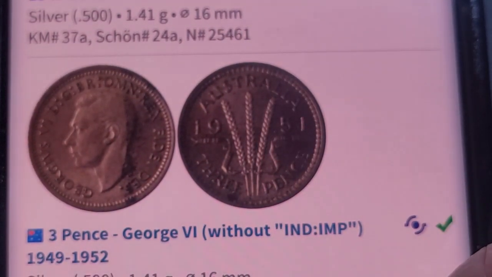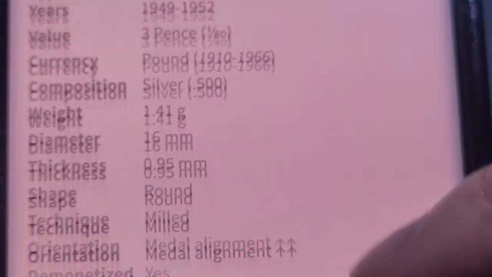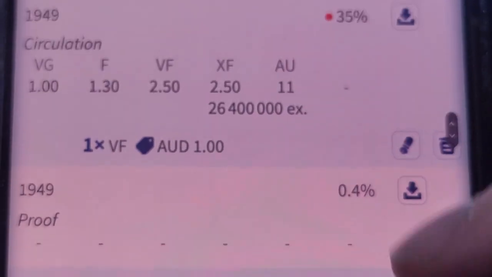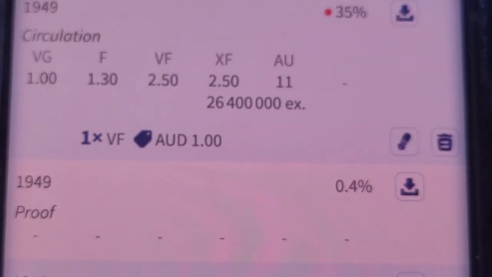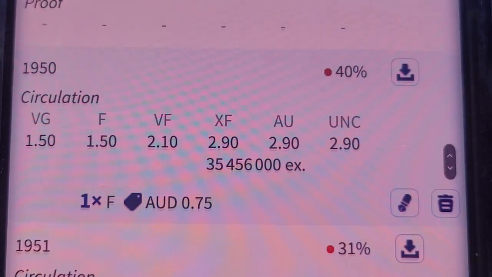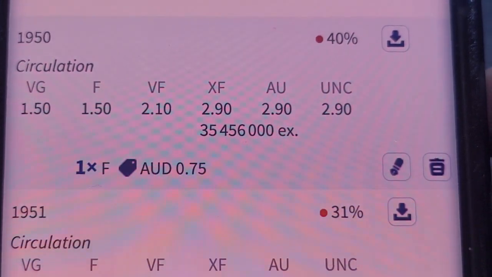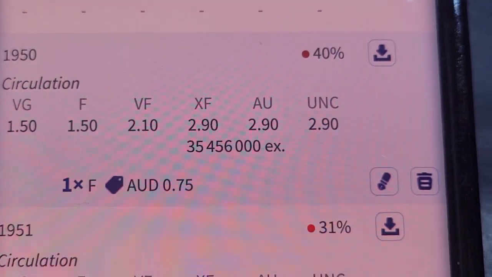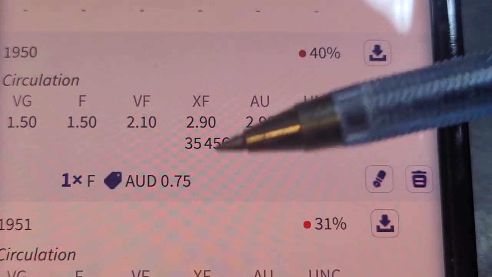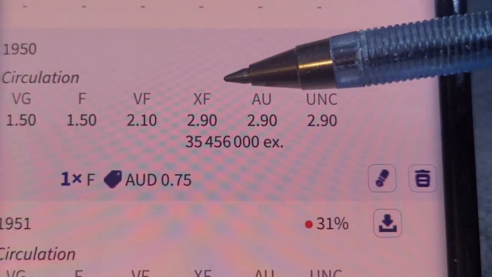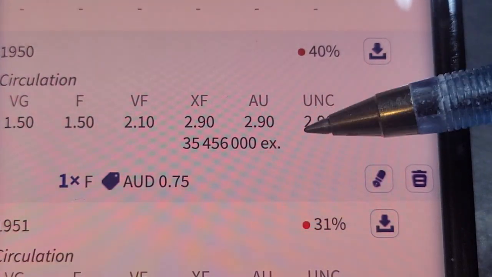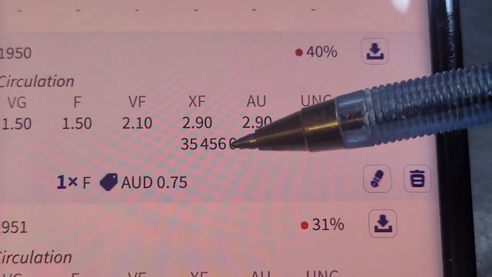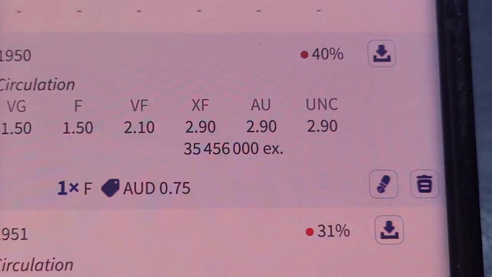Okay, then we got 1949 to 52, and here we get the higher mintages. So 49, 26.4, 50, so 35 million. So I believe that this is the time period in which the footprint started to be removed from circulation. So we have enough coins probably for the trade. Some of them would have been excess to remove previous silver coins.